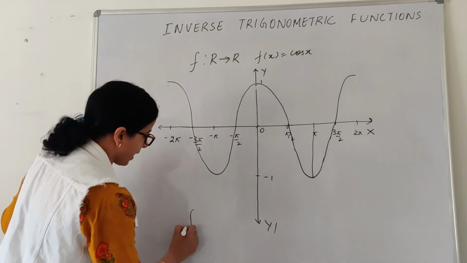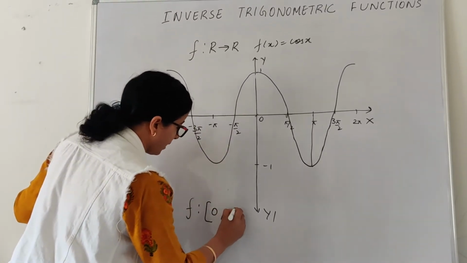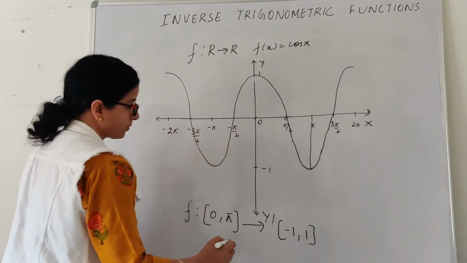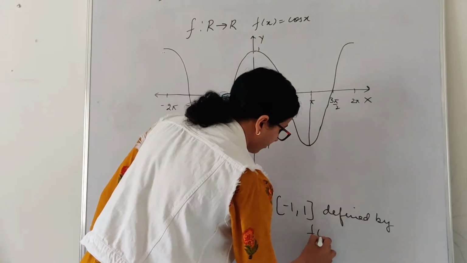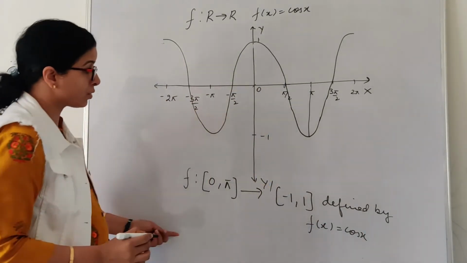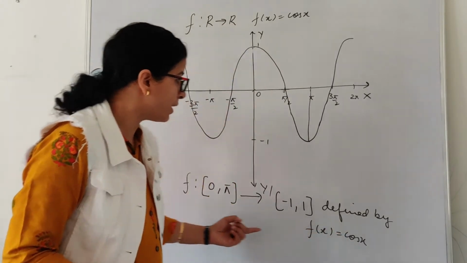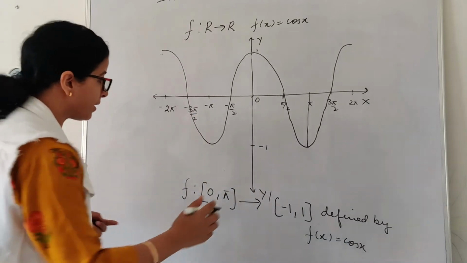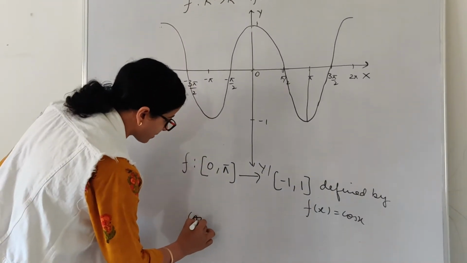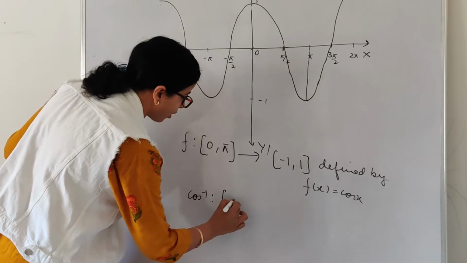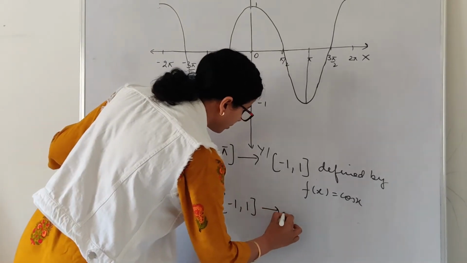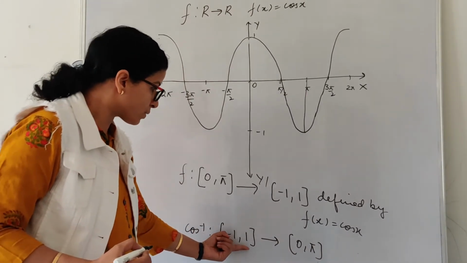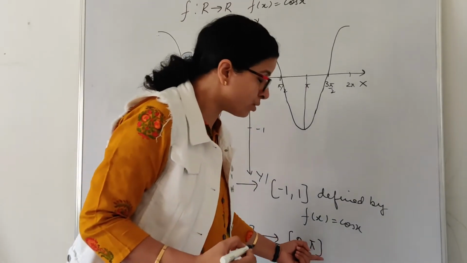Okay. So my function is from 0 to pi to minus 1 to 1, defined by f(x) = cos x. So now my cos x function becomes one-one and onto. So now I can write its inverse. So how can I write its inverse? cos inverse from minus 1 to 1 to 0 to pi. Is that clear? So what is the domain of cos inverse? It is minus 1 to 1. What is my range? 0 to pi.